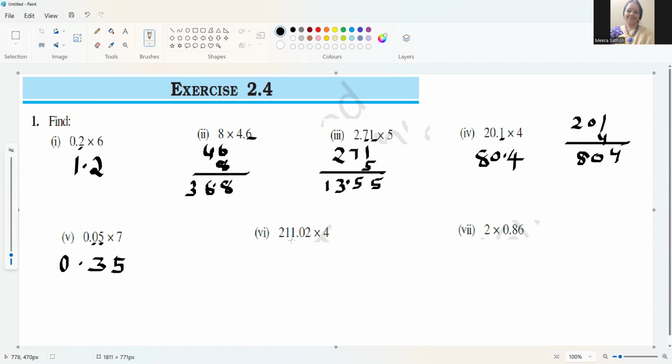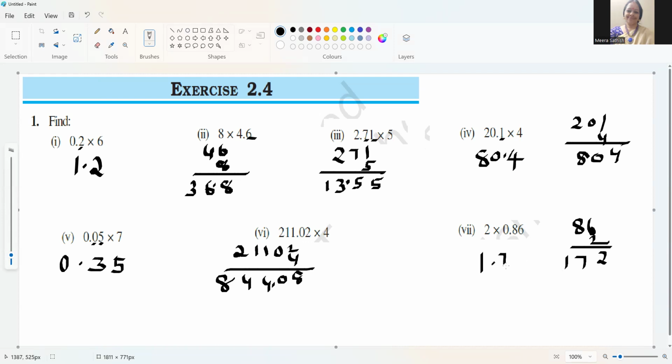Now, 211.02 into 4. So first let us multiply. 8, 0, 4, 4, 8. Two decimal places, no? So the decimal will come here. 844.08. Now here 86 into 2. Two decimal places, no? So 1.72. Clear? Next one. Multiplication of decimals is quite easy.